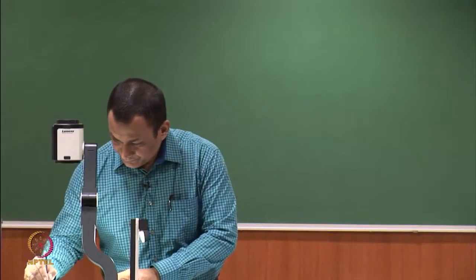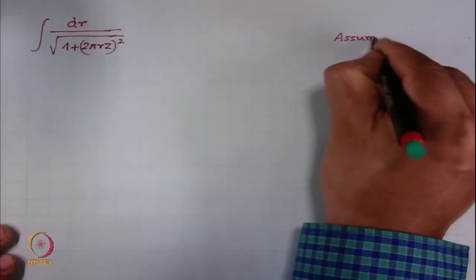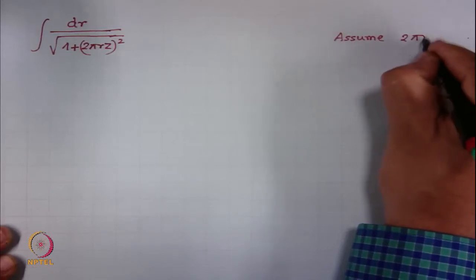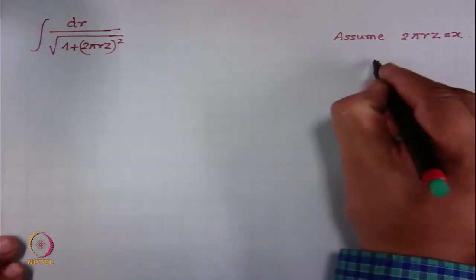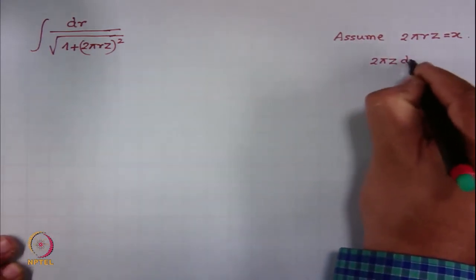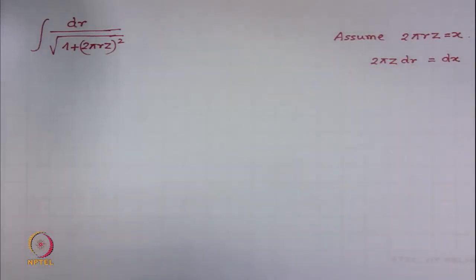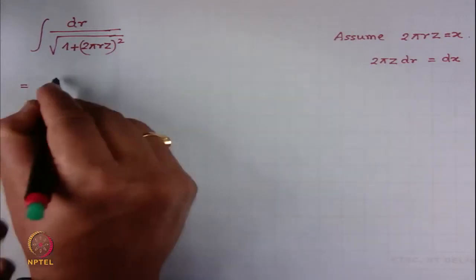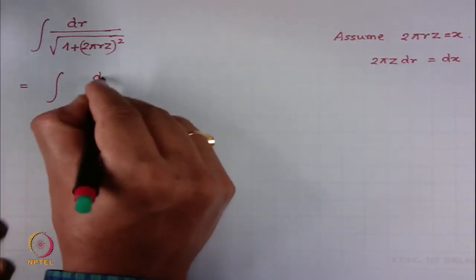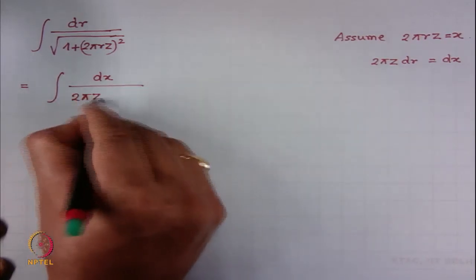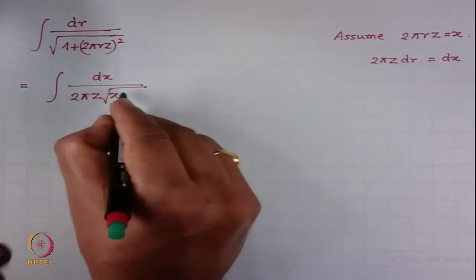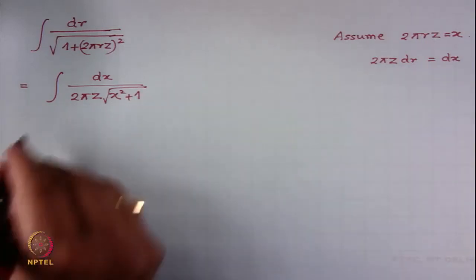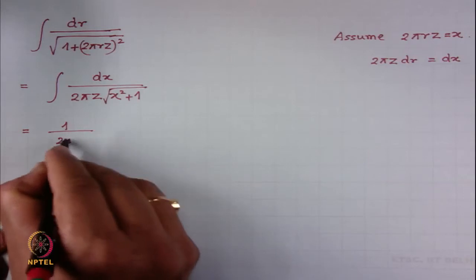Let us assume 2 pi r into z is equal to x. So, integration by substitution. So, 2 pi z dr is equal to dx. So, integration dr is dx by 2 pi z, and this is your x square plus 1. So, 1 by 2 pi z is a constant, it can now come out of the integral.